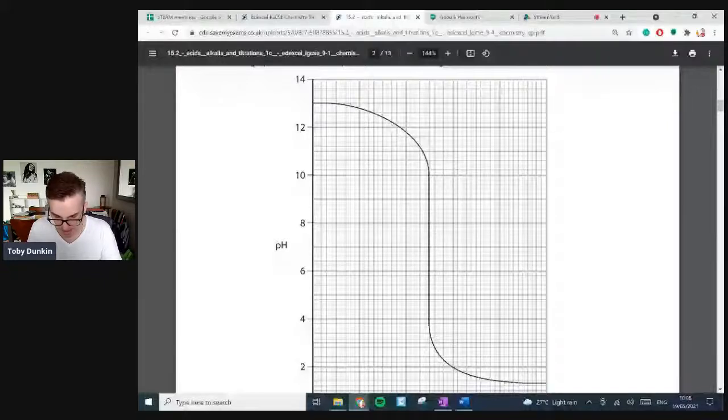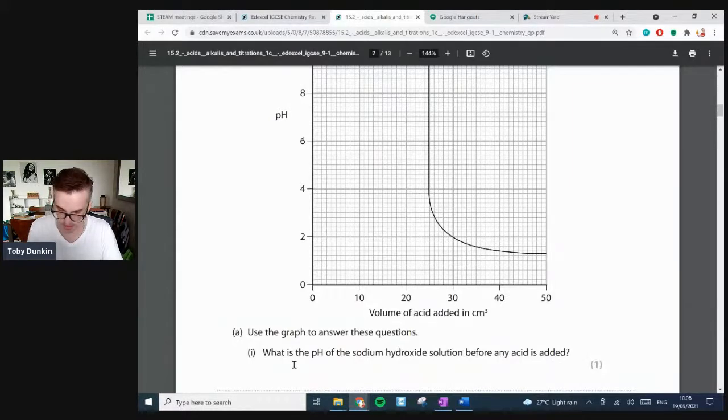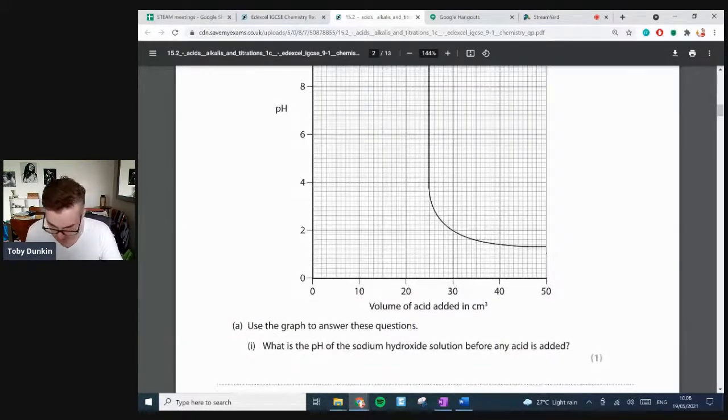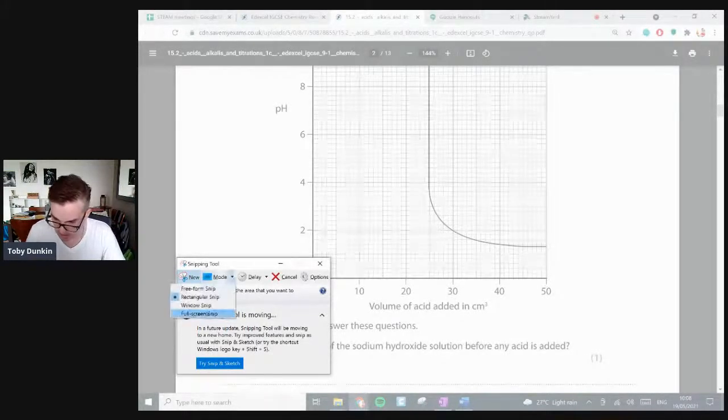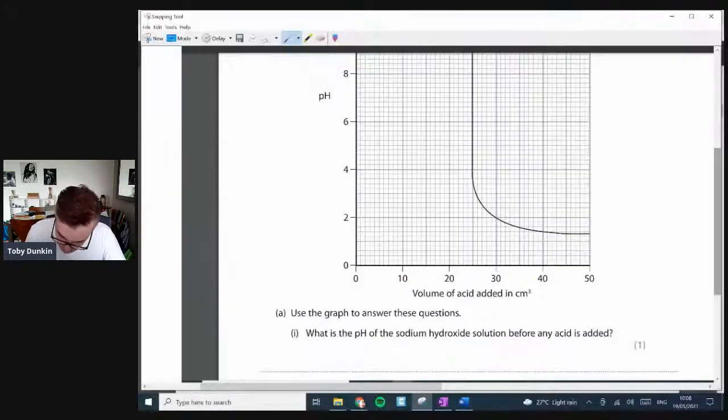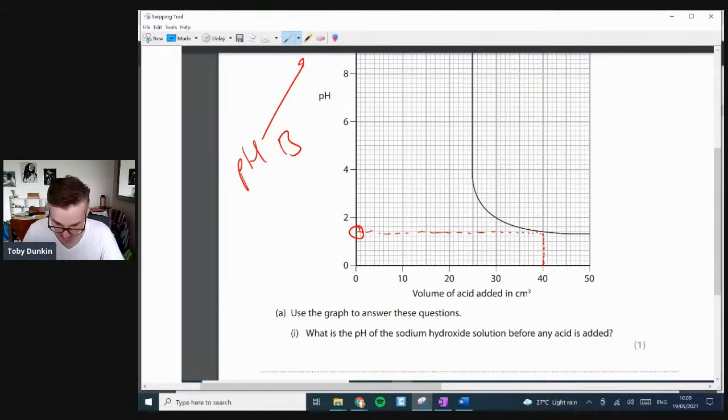It then says, what is the pH of the solution after 40 centimeters cubed? Well, you just once again, it's not letting me draw on it. I could screenshot. You take 40, you draw your dotted line. I'm actually going to screenshot that one. Let's do full screen snip. There we go. So the reading at 40, it would always say on the question, show how you found your answer on the graph. So you draw these dashy lines, using a ruler, and then you read off the pH. At the beginning, you read it off up here. It was pH 13 before any acid was added, not complicated.